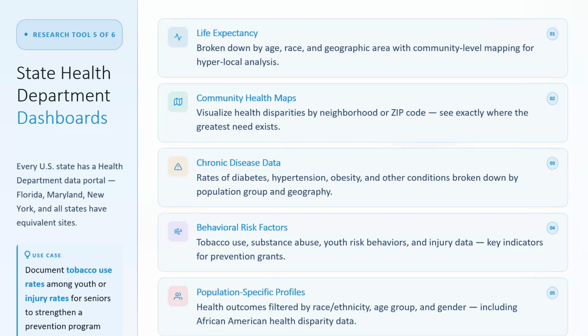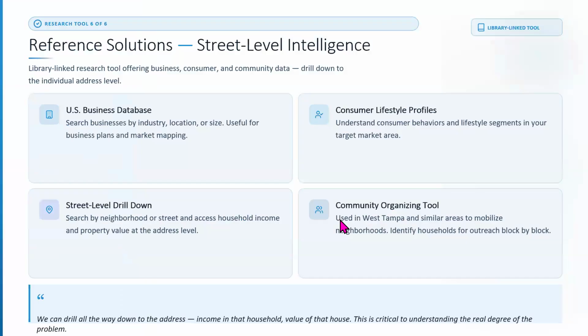Then it breaks down to specific profiles, health outcomes, and things of that nature. Let's continue on. And then we go to street level intelligence. This goes back to the data source that can tell us, and it's the feds providing this information about the U.S. business data, consumer lifestyle, community organizing tools, street level drill down. Again, we're going to go to all of this.